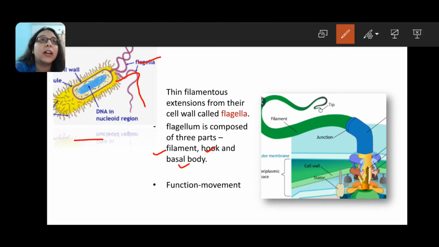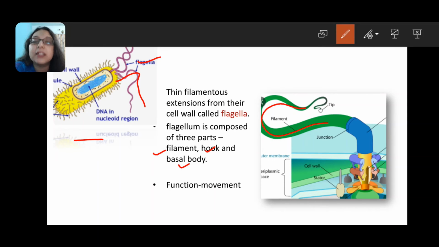If we look at the other picture, we will see that this green colored structure over here is the filament. The filament consists of the maximum part of the body of the flagellum, and it is made up of flagellin, which is a protein. So the flagellum has three parts: the filament, the hook, and the basal body.